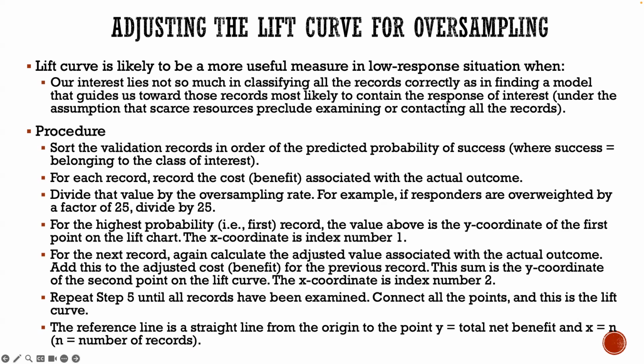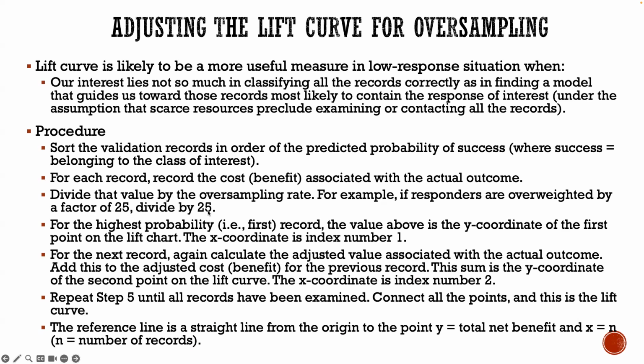So we can adjust these lift curves also for oversampling when we oversample, and there's a procedure. We sort the validation records in terms of the predicted probability of our success, because that's the whole goal of the lift curve, that we always put them in a descending order of probability of belonging to a class. Then we record the cost associated with the actual outcome for each record in that list. And now what we are doing is dividing the value by the oversampling rate. We just found the weights were 25 and 0.51. So in this case, responders are overweighted by a factor of 25. So we divide by 25.